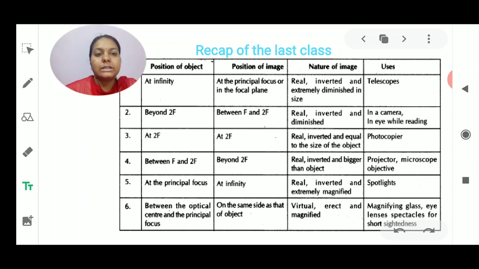In the last class, whatever we discussed is now displayed on the screen in tabular form, where I discussed the position of the object in relation to the position of the image. If the object is at infinity, what is the nature of the image? It will be real, inverted, and extremely diminished.